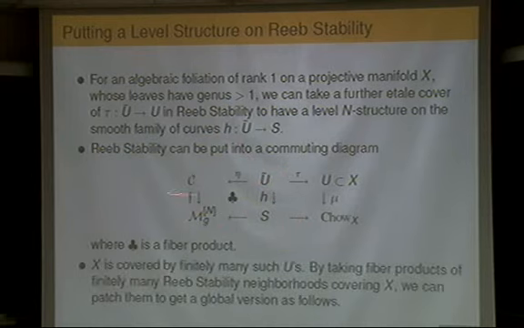You have just finitely many of these open sets covering X, and then you take a fiber product and so on, and all these are controlled because over here is global and over here is also global. So they are controlled completely. They patch together very well. This way you can globalize the Reeb stability theorem.